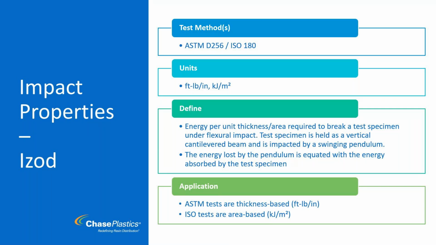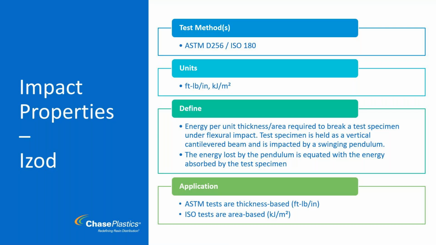So now we move on to our impact properties. In this case, we're going to talk about IZOD impact. This is going to be the energy required to break a specimen. What happens is a pendulum comes down and hits the material. I'll show you pictures on the next slide for it. Essentially, the energy that ends up getting lost by the pendulum is absorbed by your test specimen, and that's how they're able to calculate the impact strength of the material.